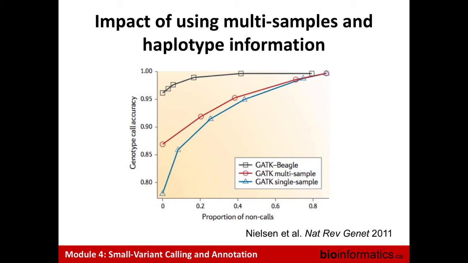When we use multi-sample calling, this is an old slide, but just to give you a look, this shows the accuracy of genotype calling when we do it with single sample, multi-sample, and population approaches. We can see that we have way higher accuracy when doing calling using multi-sample and population approaches.